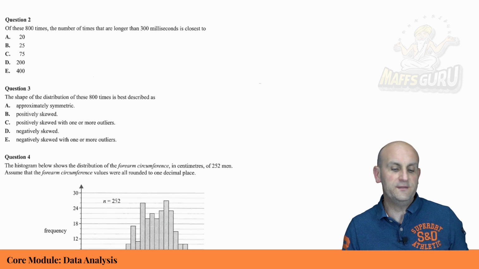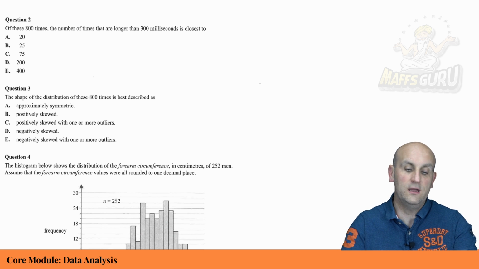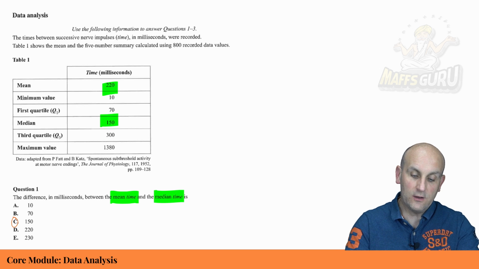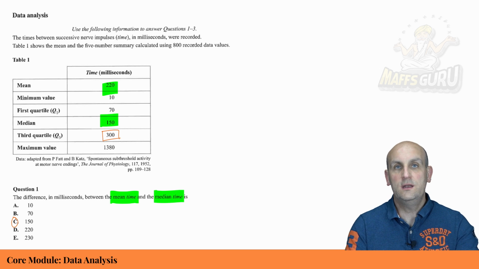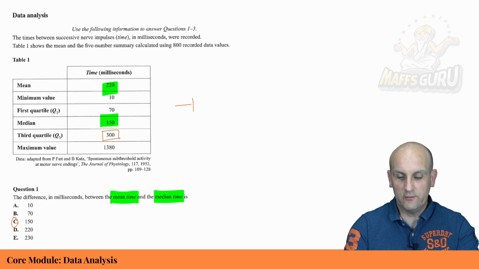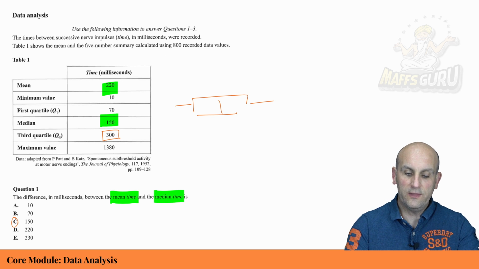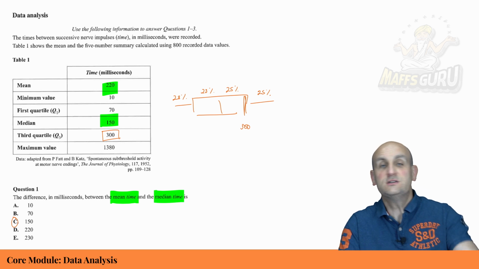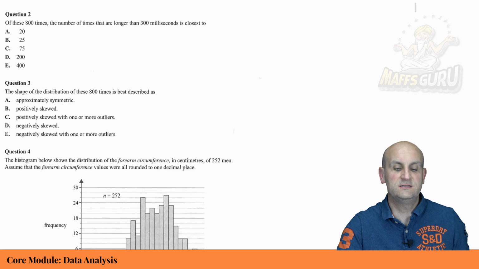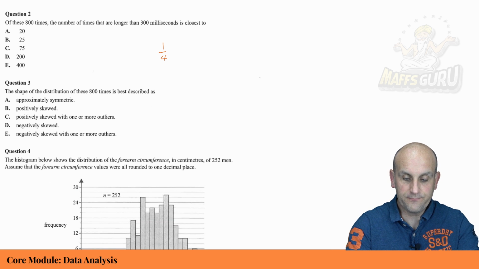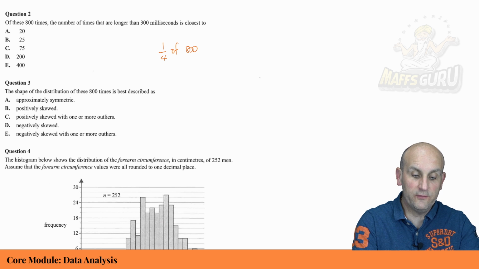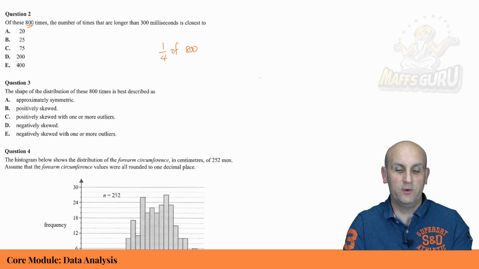Question number 2. Of these 800 times, the number of times longer than 300 milliseconds is closest to. Because we have 300 milliseconds here, we know that that is the limit of our third quartile. Drawing a box plot, we know that there are 25% of data items in each of these quartiles. So effectively the question is asking for 1/4 of 800. Probably you don't need a calculator. Halve it and halve it again gives me 200.